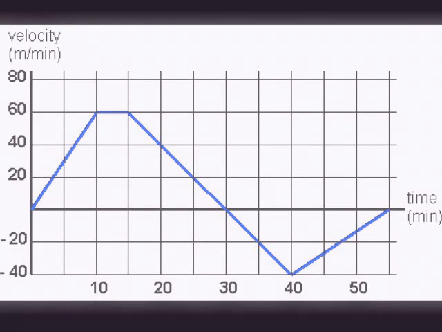Here's an example of another graph. It looks a lot like the one that you saw before, but pay attention to your y-axis. This is the y and this is the x. This is showing you that the speed over time has increased. So this is acceleration.